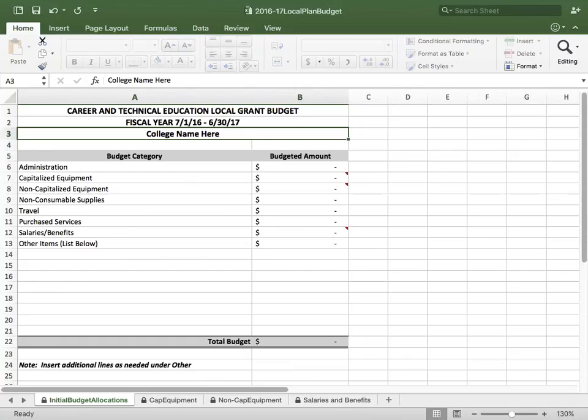Now, these are pretty general categories, and so what you'll do is, in your budget, you have the ability to take 5% off the top of your grant for administration. If you are a consortium, that 5% is off the top by the lead college, and the consortium members may not take an additional 5%. We strongly recommend if you have a large budget and a large amount of Perkins activity, hire someone under the administration section to help you coordinate the grant.